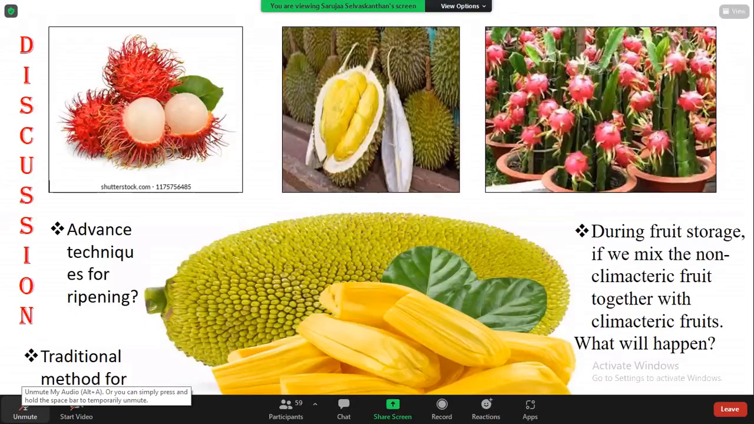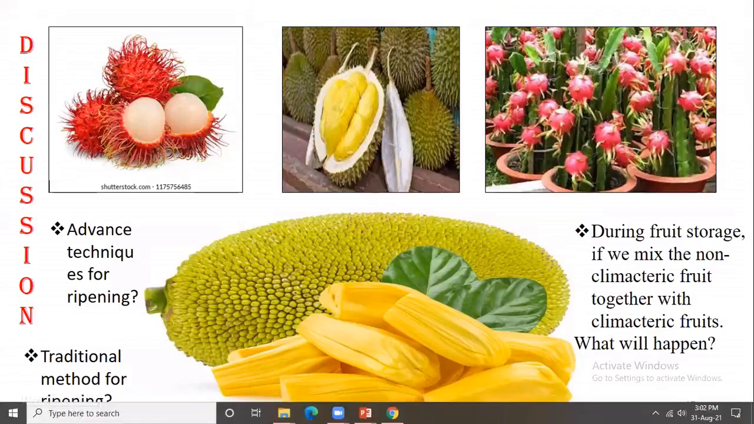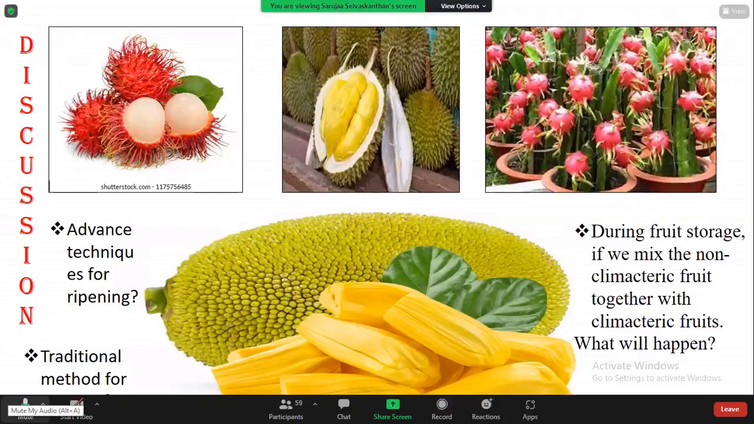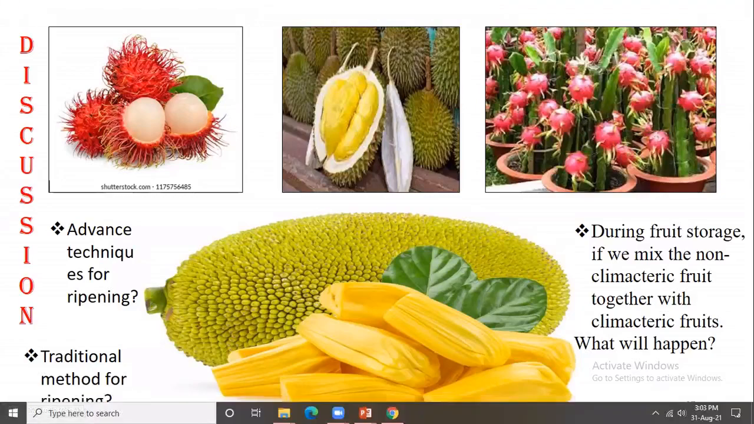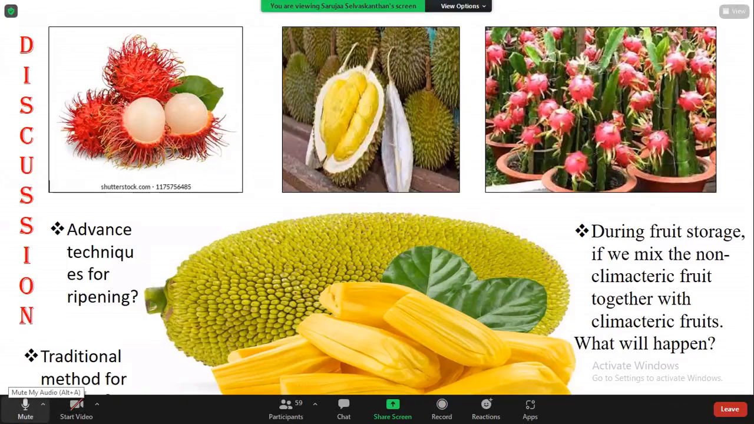Rambutan, which fruit is it, climatic or non-climatic? Rambutan is a non-climatic fruit. Then durian? Climatic fruit. Then dragon fruit? Non-climatic. Jackfruit? Climatic fruit.